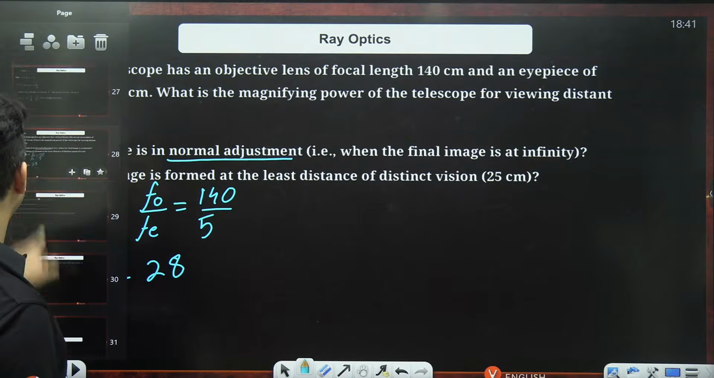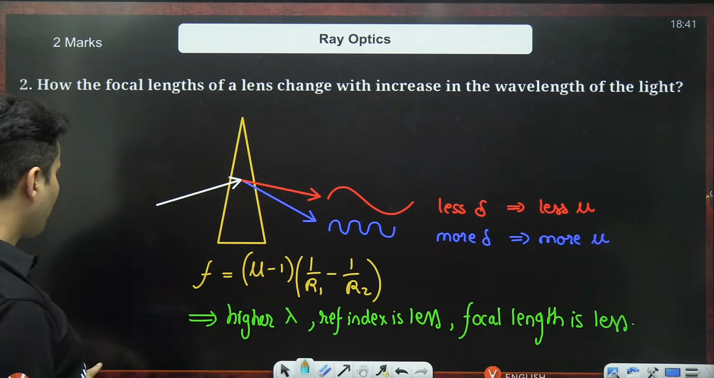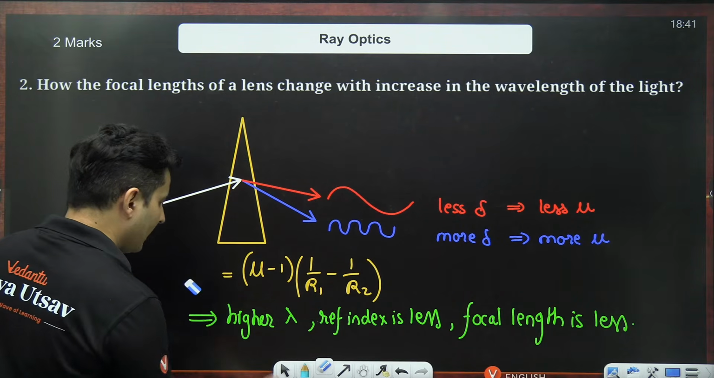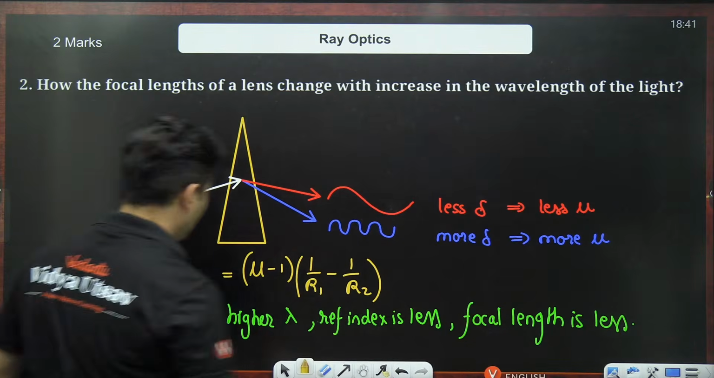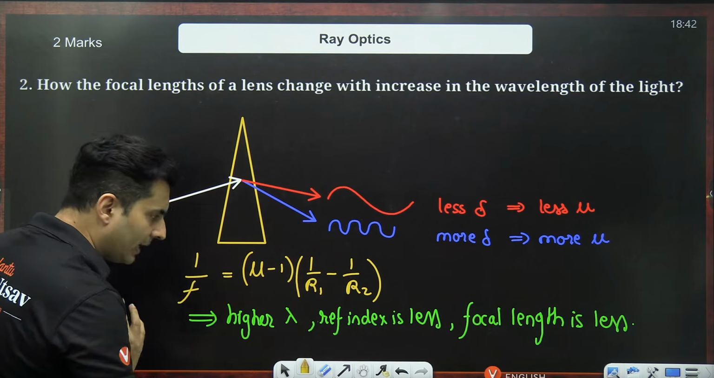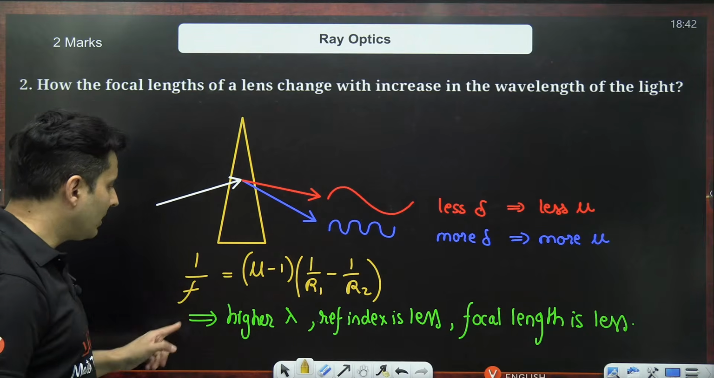Oh, sorry, wait a minute. I made a mistake over here, I think. Sorry, guys. This was not F, this was 1 by F. My bad. This was 1 by F.